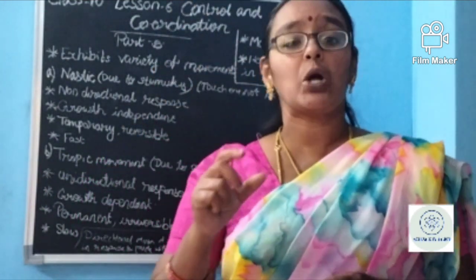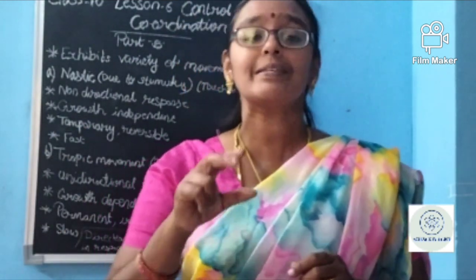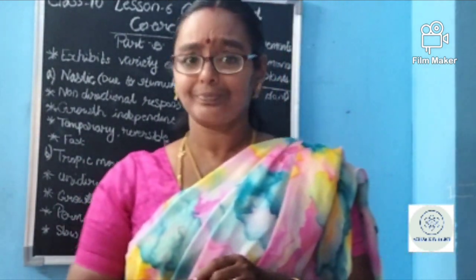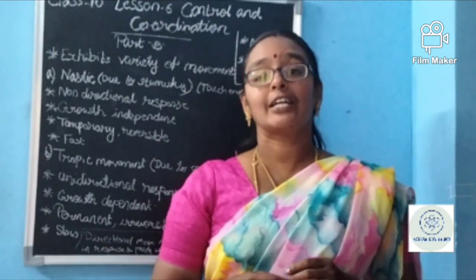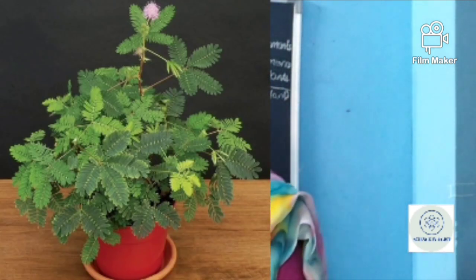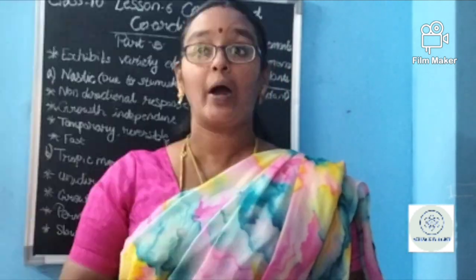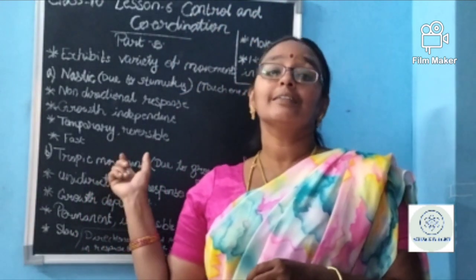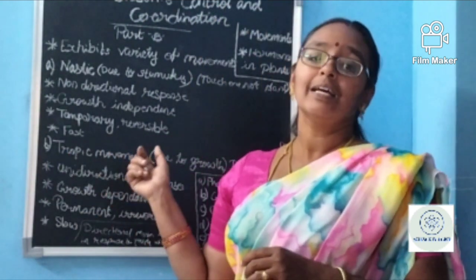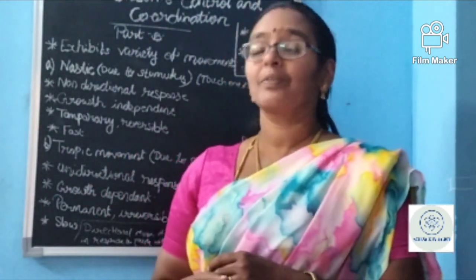It is seen not in all kinds of plants, but in some specialized plants like touch me not. Touch me not has another name. It's called Mimosa pudica. It's the scientific name of it. You have to learn it. Then the next is Oxalis triangularis. It's also a variety of plant with its own specialities. All these show this type of nastic movement.